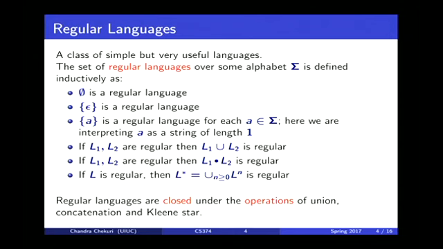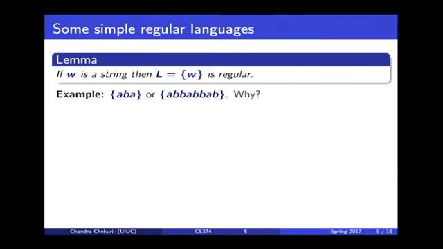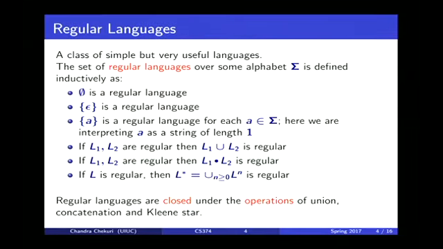Let's understand the very basic thing. I claim that any language containing a single string is regular. Why? From the definition, why is this regular? So this language, I claim, is regular. No, this is not a union. There's only one string in this language. How can we make this language from these operations and the base cases?